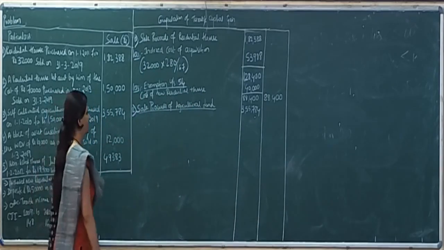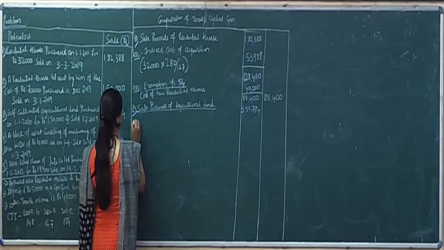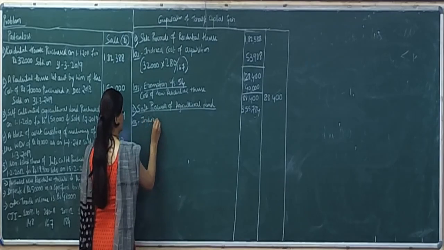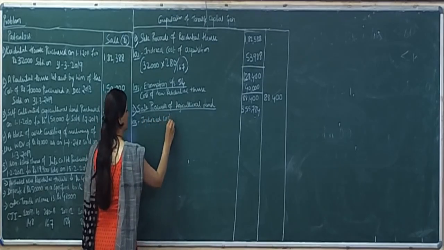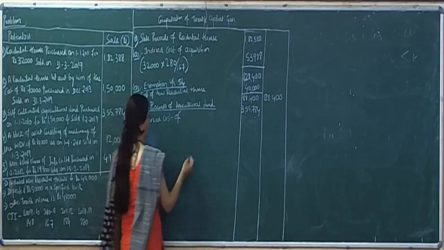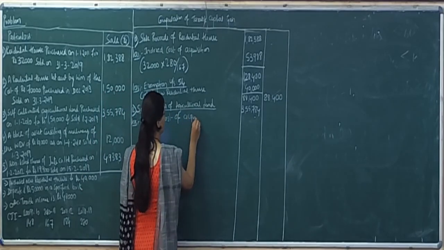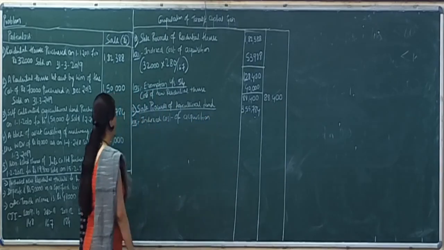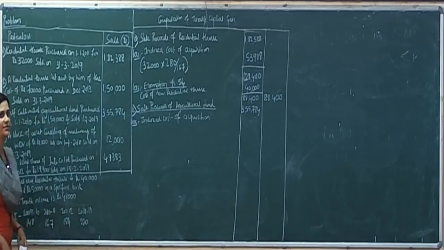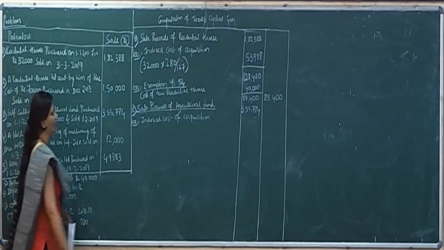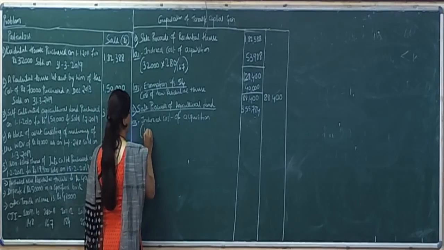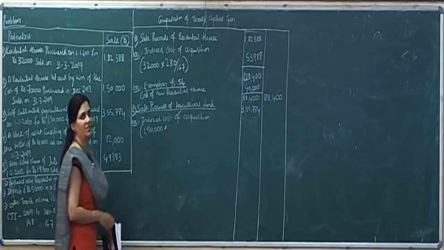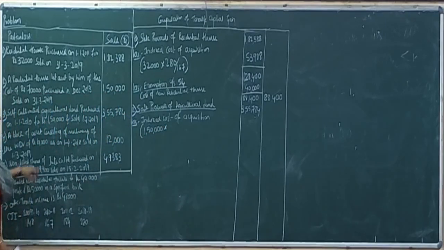Okay, so now for this indexed cost of acquisition. So now here, what is the purchase price? It was purchased for rupees 1 lakh. So cost is 1,50,000 into CII for the year of sale.